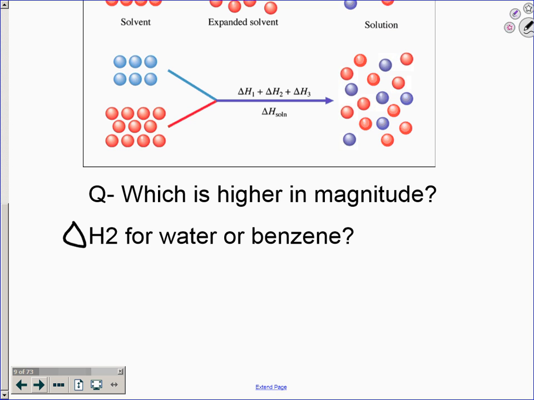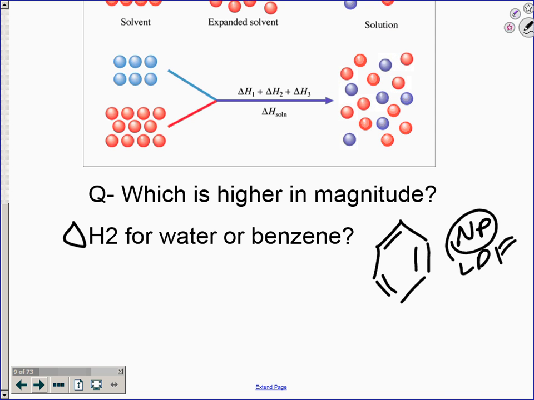What's benzene look like, guys? It's a what? It's not a circle. Like a hexagon. Circles and hexagons are different. So it looks like this, which is going to be carbons all the way across, and so it's nonpolar. And therefore, that would give us the LDF at play. Okay, so yes, delta H2 for water would be bigger because of the incredibly strong hydrogen bonds.